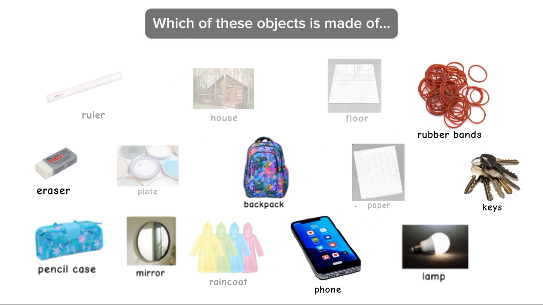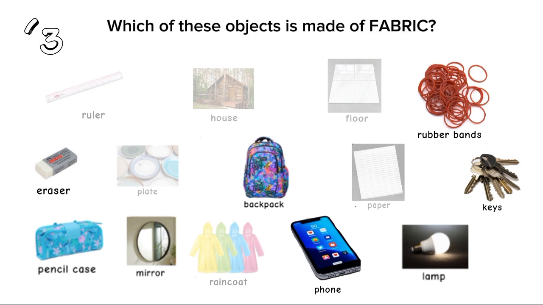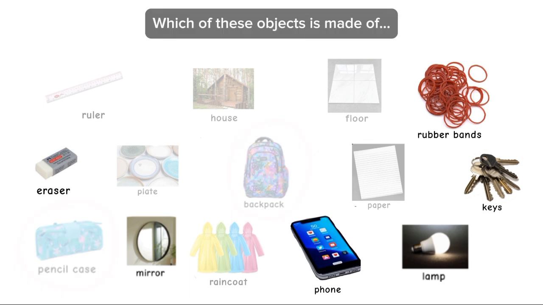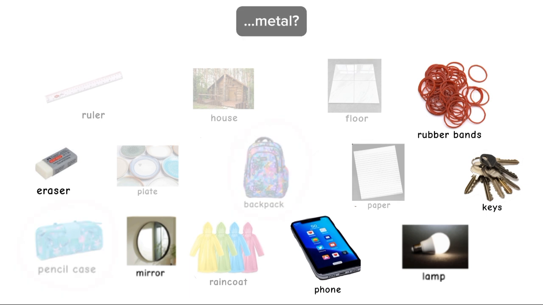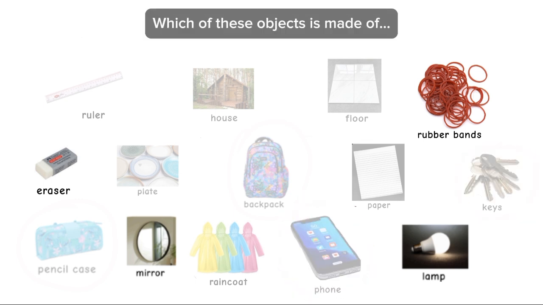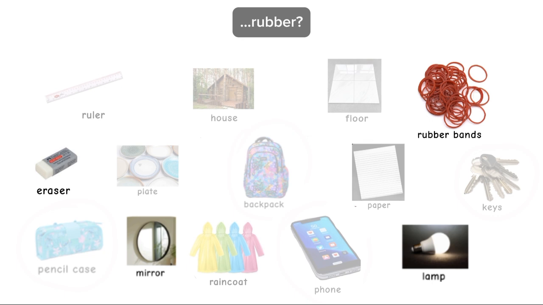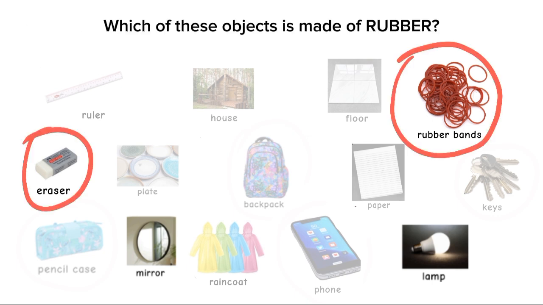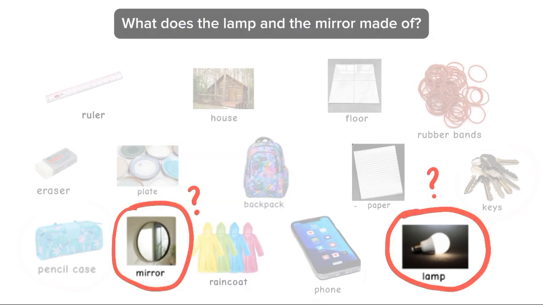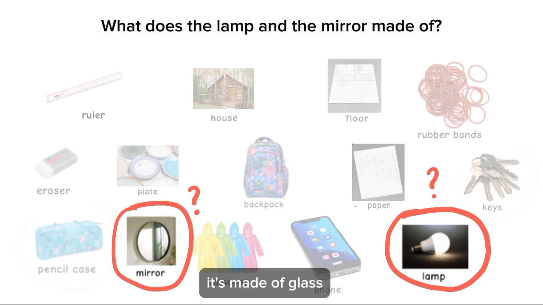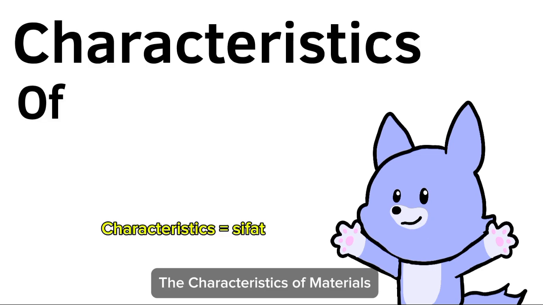Which of these objects is made of fabric? The backpack and the pencil case. Which of these objects is made of metal? The keys and the phone. Which of these objects is made of rubber? The rubber band and the eraser. Okay, last one. What are the lamp and the mirror made of? It's made of glass.